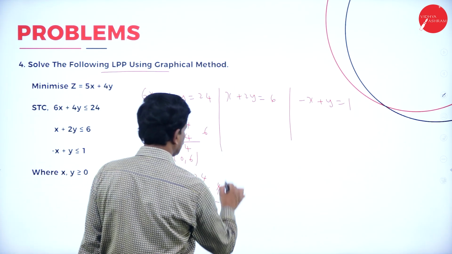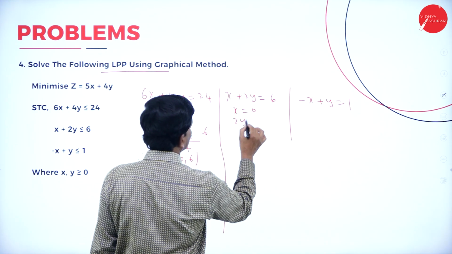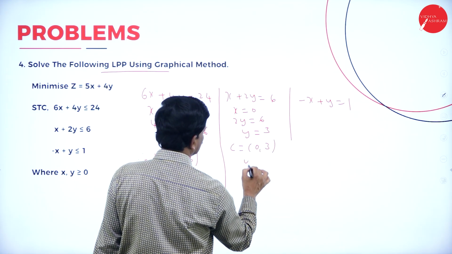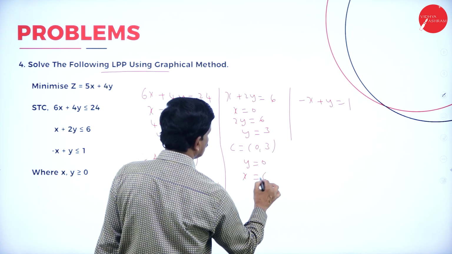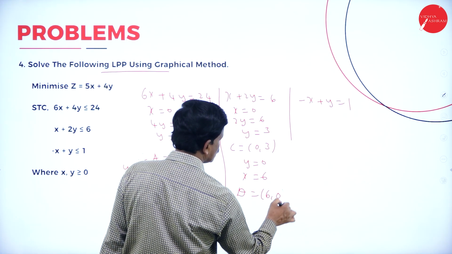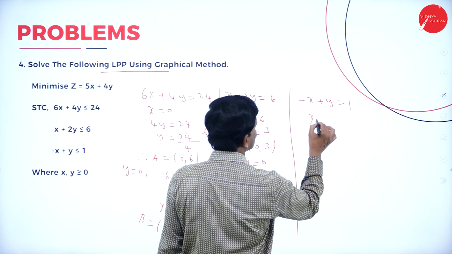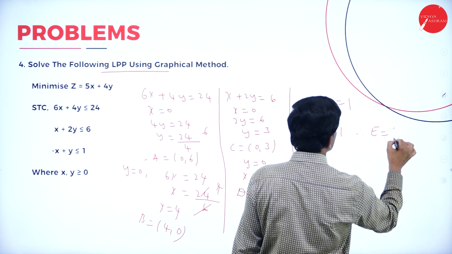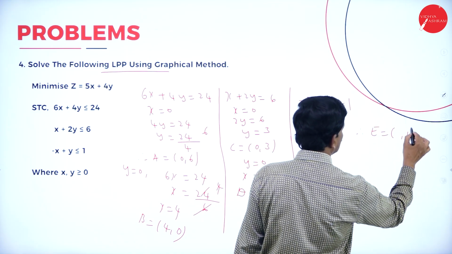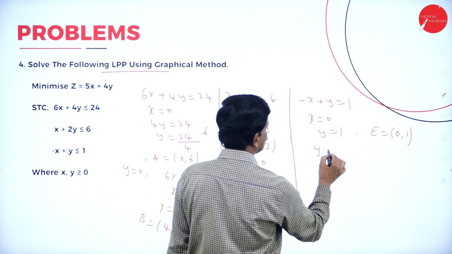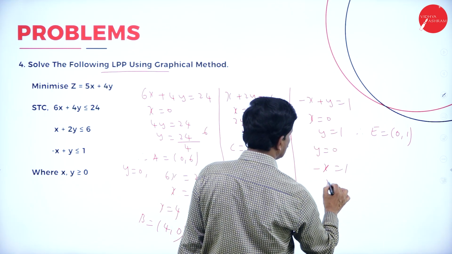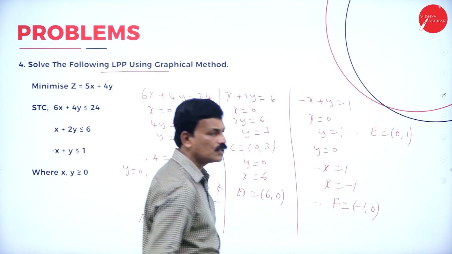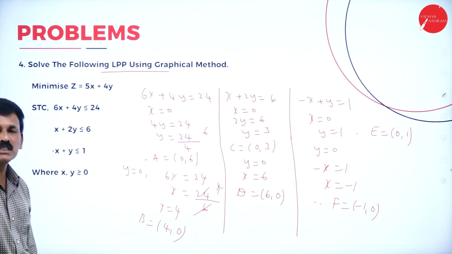Now come to this equation. X is equal to 0, 2y is equal to 6, y is equal to 3, therefore C is 0, 3. Put y is equal to 0, x is equal to 6, therefore D is 6, 0. Similarly, put x is equal to 0, you will get y is equal to 1, therefore E is 0, 1. Put y is equal to 0, you will get minus x is equal to 1, x is equal to minus 1, therefore F is minus 1, 0. These are the points. Now let us represent these points on a graph sheet.